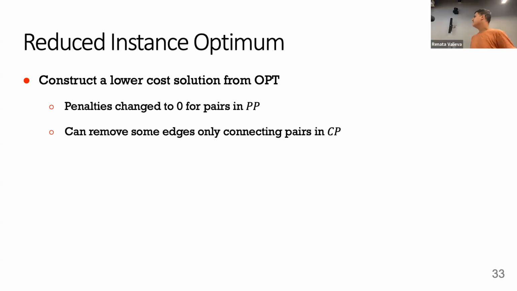So from opt, we have some penalty. Let's say we start with the solution given by opt and consider that as a solution for this reduced instance. We no longer have to pay the penalties for these pairs that the optimal solution paid penalties for, because their penalty is set to 0. So that reduces our cost in this solution for the reduced instance. And we can also remove some edges that only connect pairs that were connected by opt and not by our solution, because we no longer need to connect them as the penalty for not connecting them is 0.